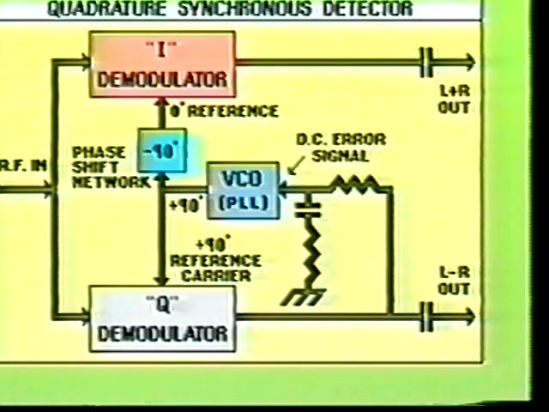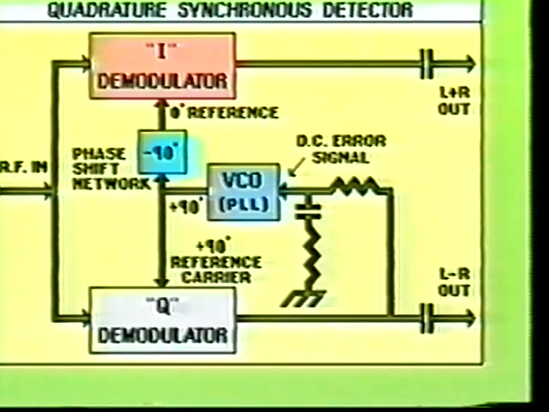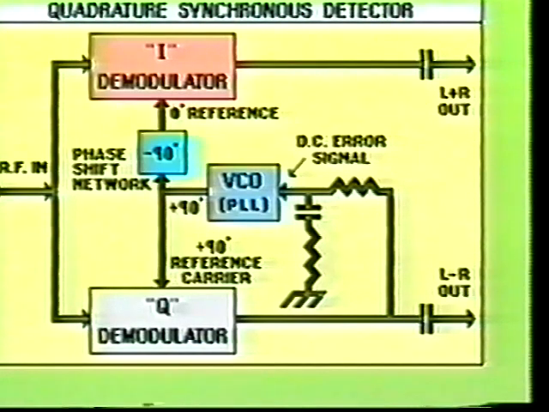Here you see a simplified block diagram of a quadrature synchronous detector circuit. As you can see, it consists of the I and Q demodulator sections, a VCO or voltage-controlled oscillator with phase lock loop capabilities, and a 90-degree phase shift network. For this system to function, a reference phase must be derived from the broadcast signal. This is accomplished through the use of the voltage-controlled oscillator section. Devices which are primarily responsible for the operation of the synchronous detector are the I and Q balanced demodulator stages.